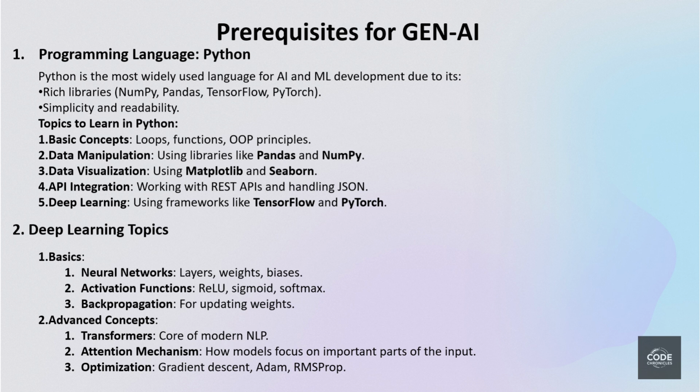To effectively use Python in AI, you should start with the basics: loops, functions, and object oriented programming principles. Then move on to data manipulation with pandas and numpy, and data visualization libraries like matplotlib and occasionally seaborn. API integration, handling JSON, and deep learning with TensorFlow or PyTorch are also crucial areas to master.